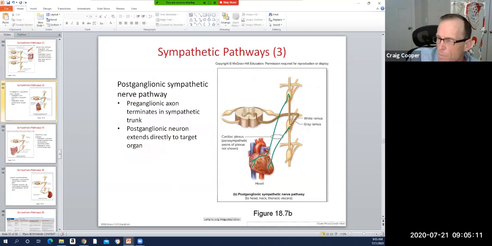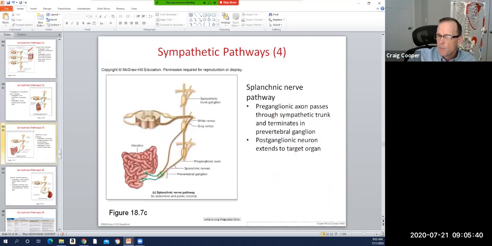Our ones going to the heart, again, we're going to want to increase heart rate. We're going to want to increase the force of contraction. We want to beat faster, and we want to pump out more blood with each beat. So that's our second type of pathway. Again, it does utilize these ganglia. It's just a little bit different in how it's organized than the previous one that we looked at. So both of these two types use that chain ganglia. The prevertebral ones don't. So this is the ones going to like the gut.